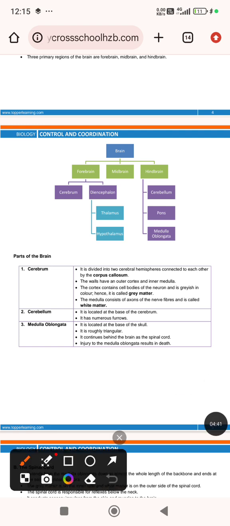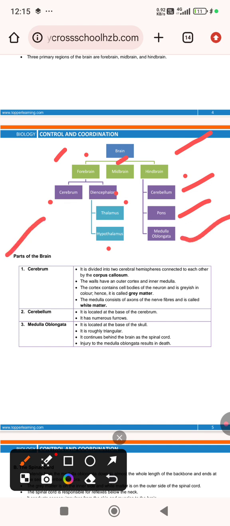Here, the brain has three parts: forebrain, midbrain, and hindbrain. Forebrain contains the cerebrum and diencephalon. The diencephalon contains the thalamus and hypothalamus. Hindbrain contains the cerebellum, pons, and medulla oblongata. Parts of the brain: cerebrum.